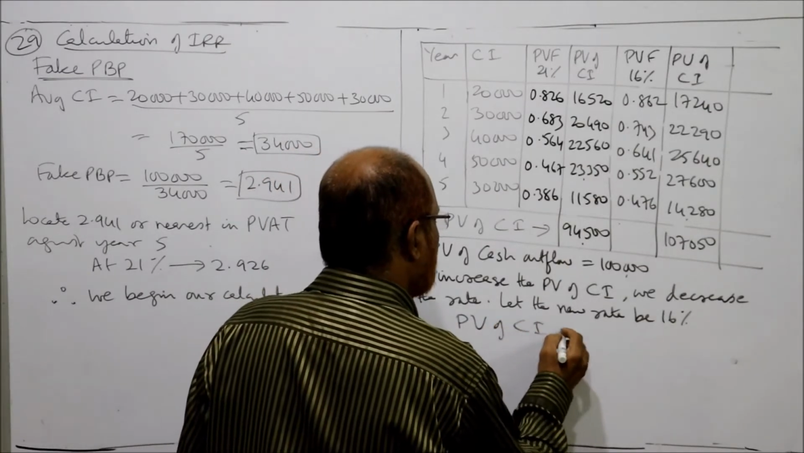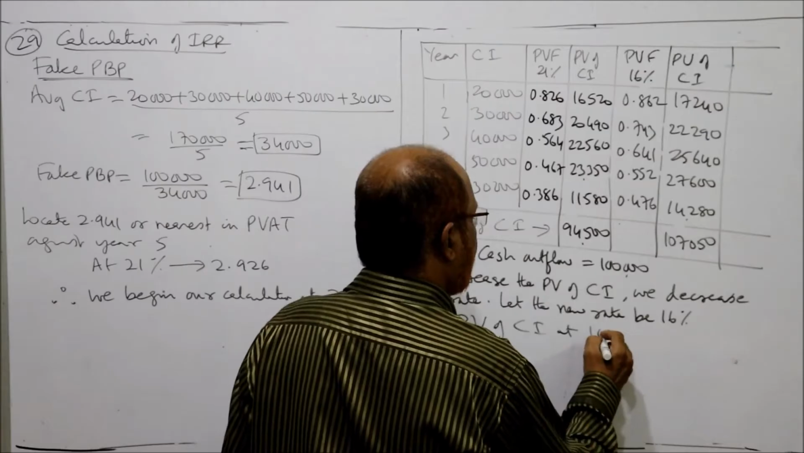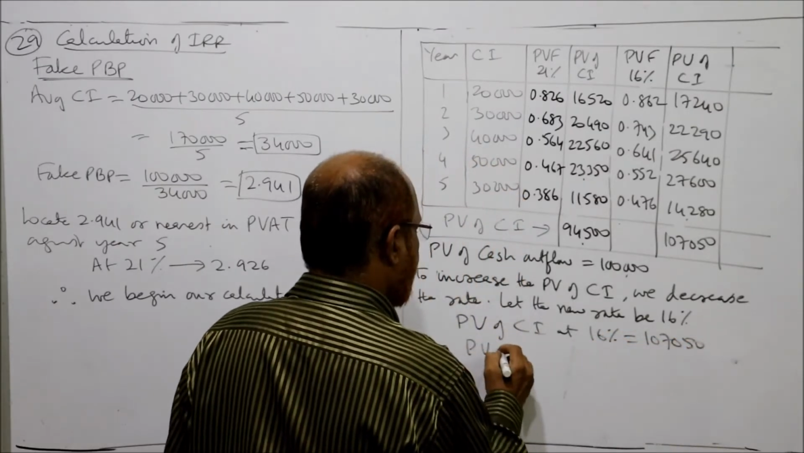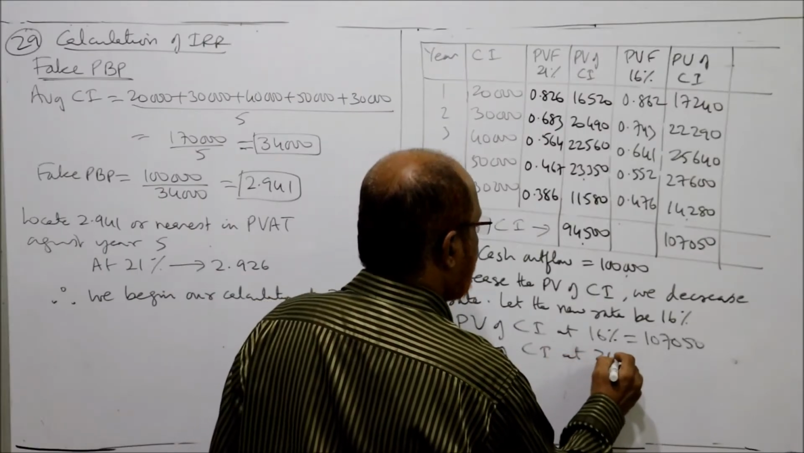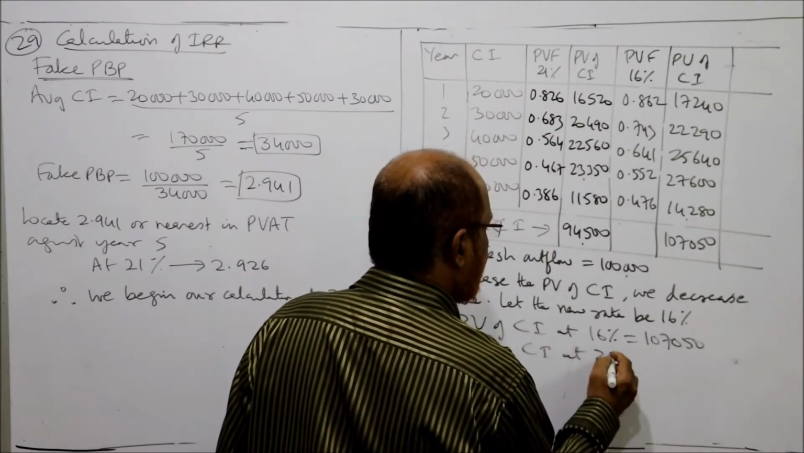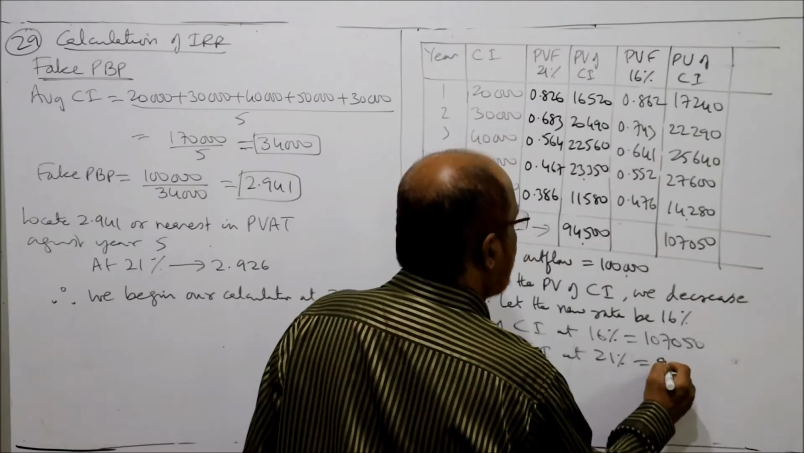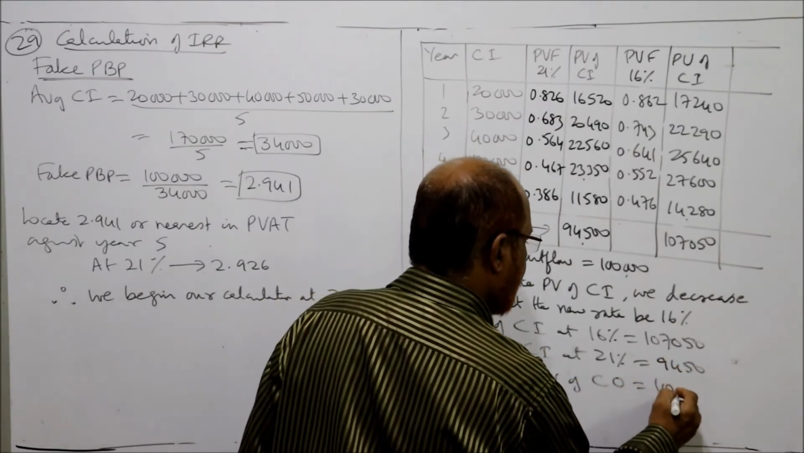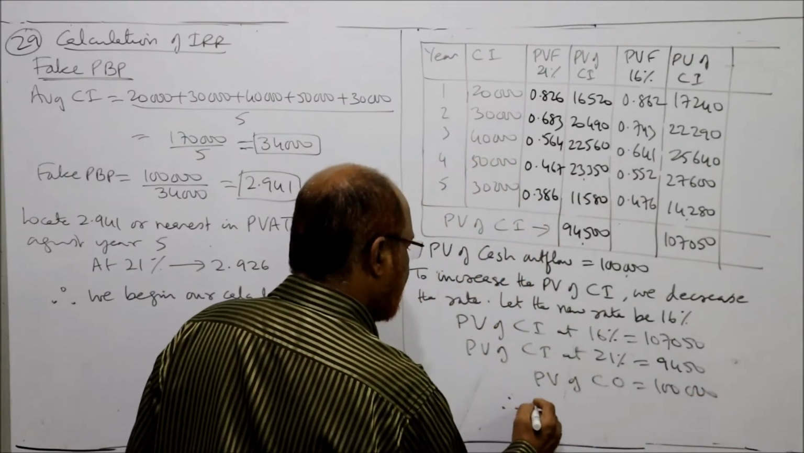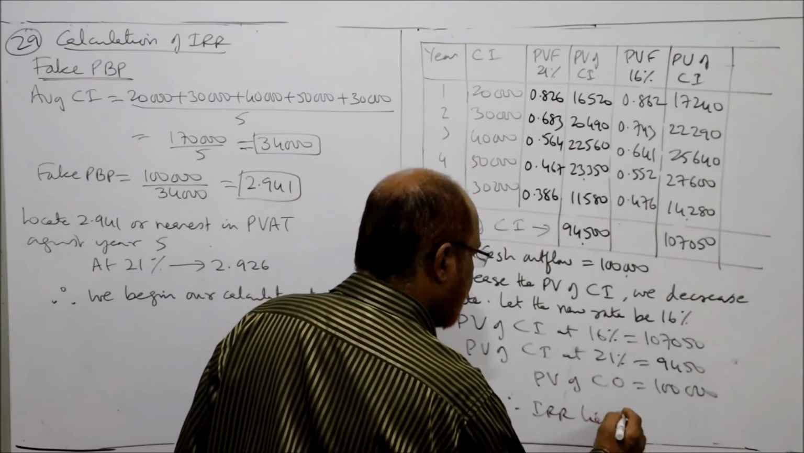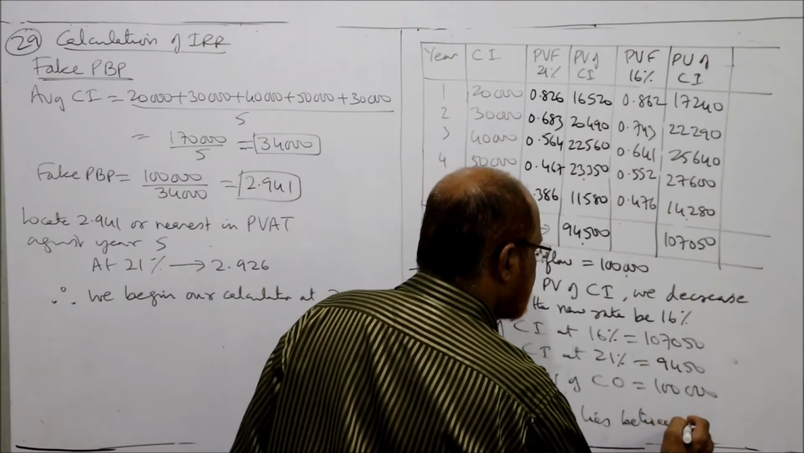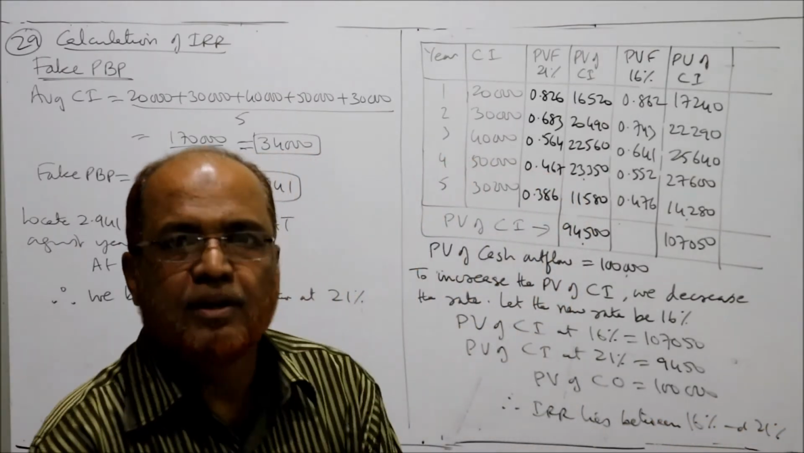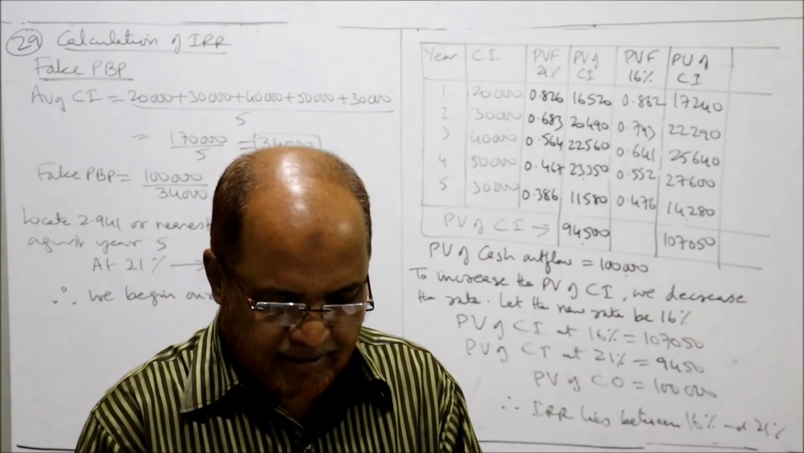PV of cash inflow at 16% is more than 1 lakh, therefore IRR lies between 16% and 21%. That's it. अब 16 और 21 के बीच में IRR है.